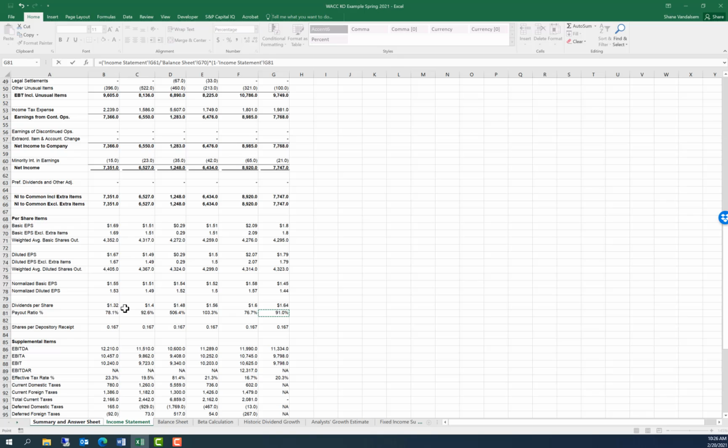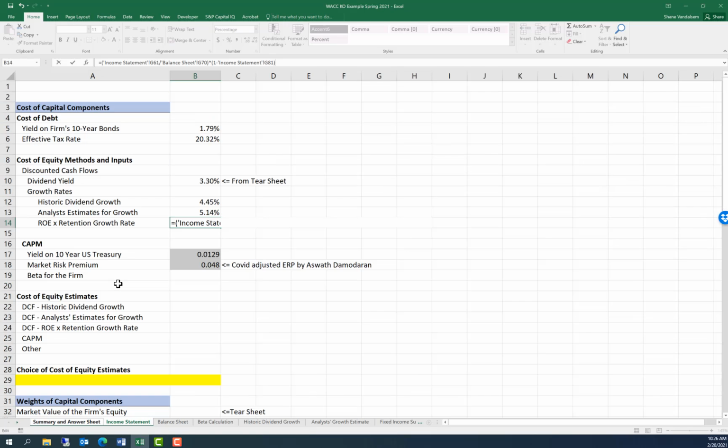Capital IQ's already calculated for us the payout ratio, which is 91%. So this means that Coca-Cola, at least in the last year, paid out 91% of its earnings as dividends. You can see here they have a pretty decent history of paying out most of their earnings as dividends, and we'd expect that again from a mature company like Coca-Cola. And so the value I get here is 3.29%.